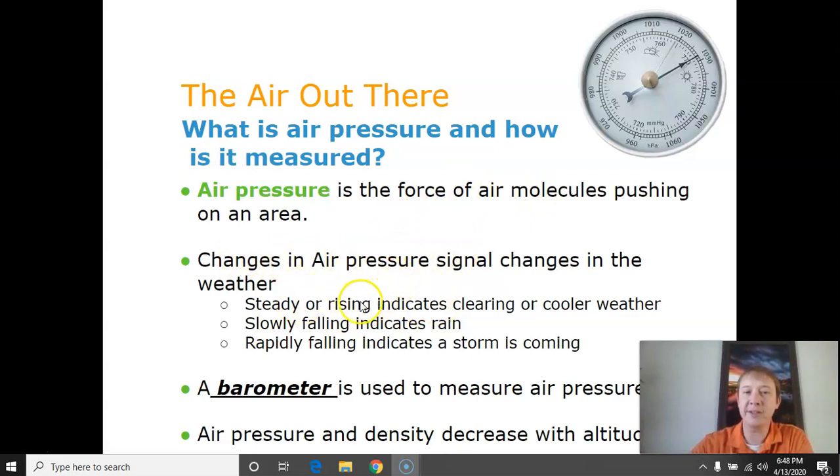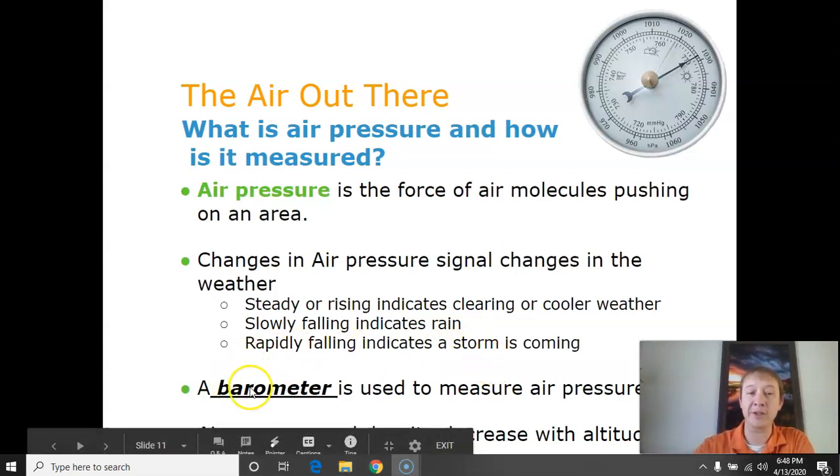Whenever we see a steady or rising air pressure, that normally indicates clearing weather. It's going to be getting nicer. It might be cooler, or it could be warming up as well. Slowly falling normally indicates there's going to be rain. So if we start seeing the air pressure decreasing slowly, there's a good chance that we're going to have rain in the near future. When it falls rapidly, that means there's a good chance that a storm is coming.